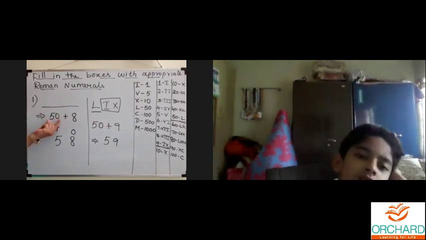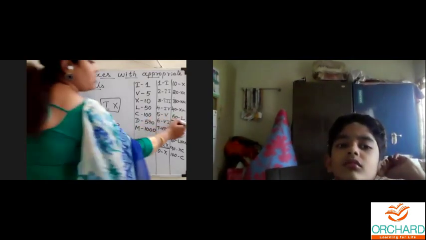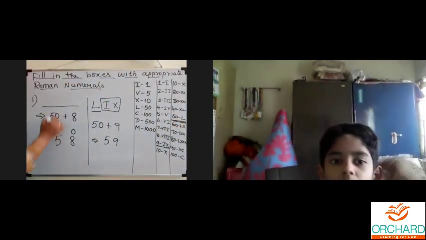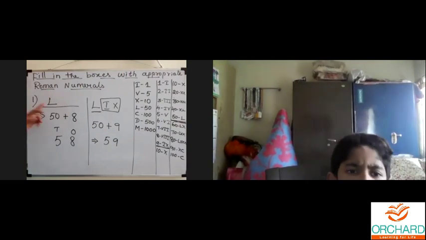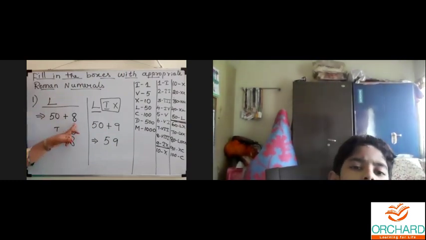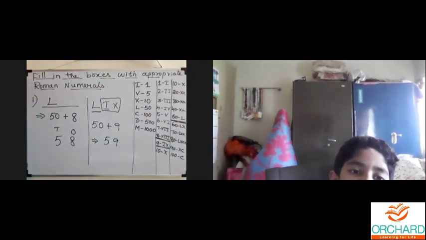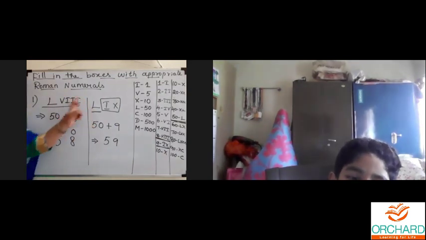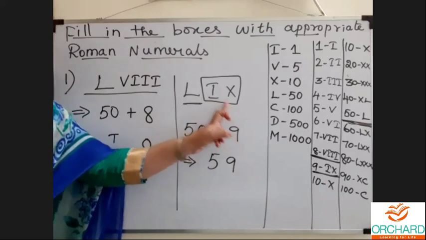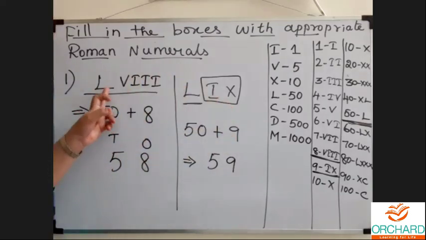Now how we can express this in a Roman numeral? 50 can be expressed as, just check the Roman numeral chart. 50 can be expressed as L. And what is the next value given here? 8. 8 can be expressed as VIII. Very good. So here the predecessor of LIX is nothing but LVIII.